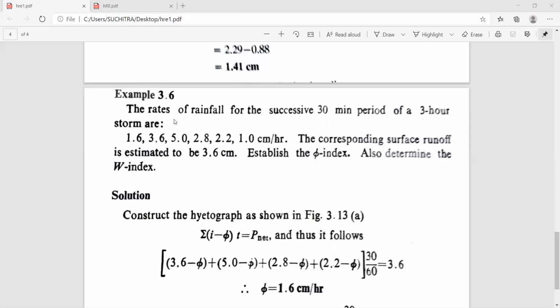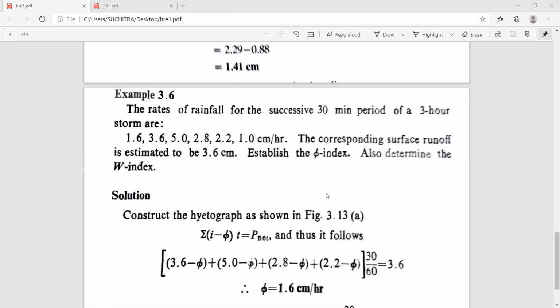Now here, the rates of rainfall for successive 30-minute periods for a 3-hour storm are given. These are the rates of rainfall in a period of 3 hours at every 30 minutes. The rainfall values are 1.6, 3.6, 5, 2.8, 2.2, 1.0 centimeters per hour. The corresponding surface runoff is estimated to be about 3.6 centimeters. Now establish the phi index and also determine the W index.